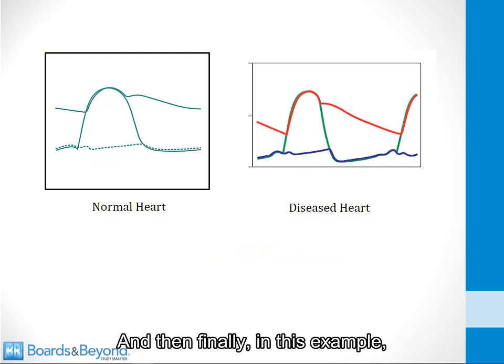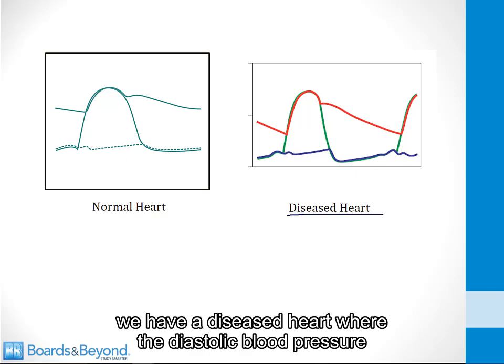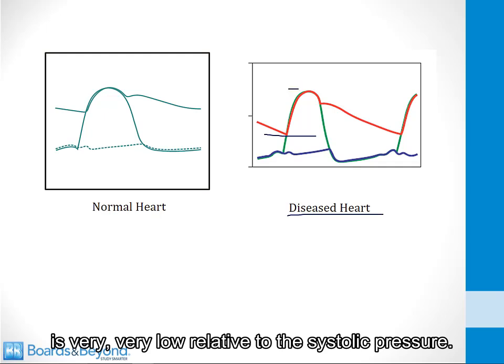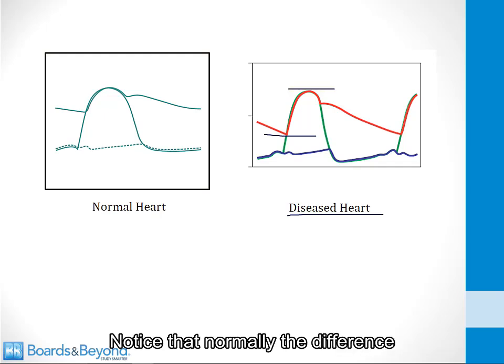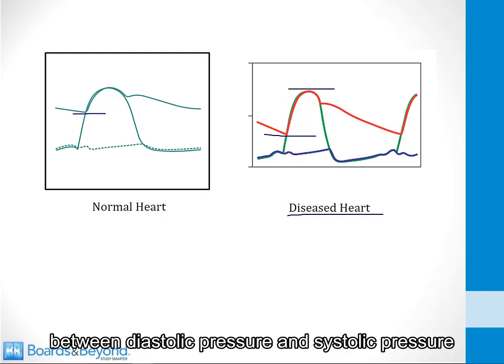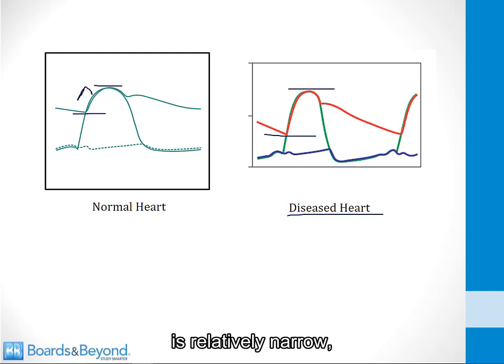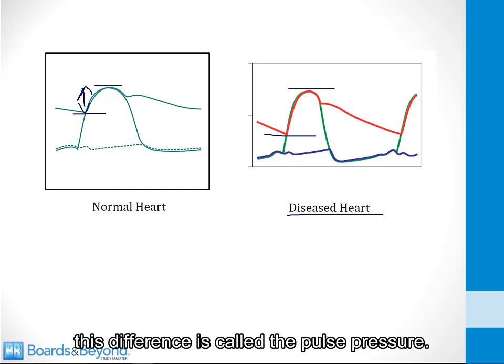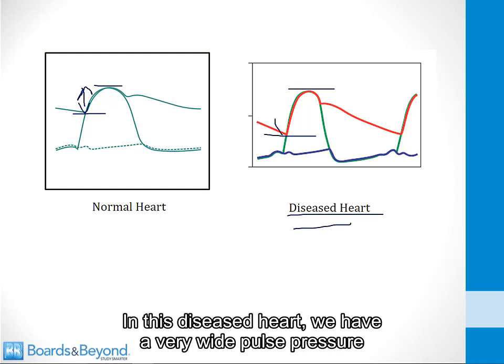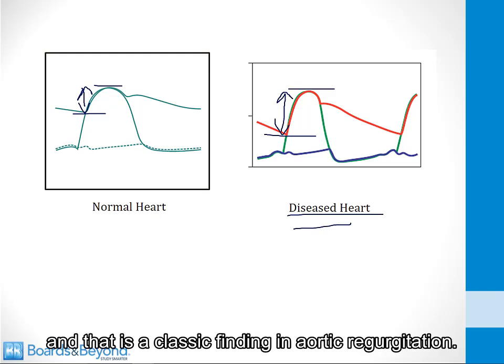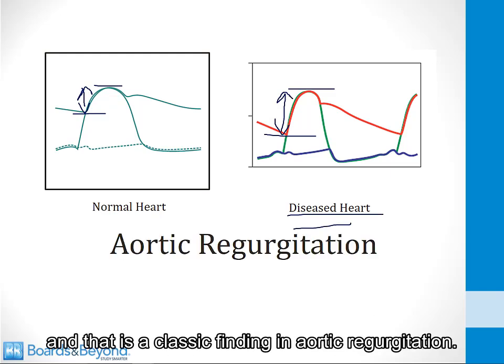And then finally, in this example, we have a diseased heart where the diastolic blood pressure is very, very low relative to the systolic pressure. Notice that normally the difference between diastolic pressure and systolic pressure is relatively narrow. This difference is called the pulse pressure. In this diseased heart, we have a very wide pulse pressure, and that is a classic finding in aortic regurgitation.